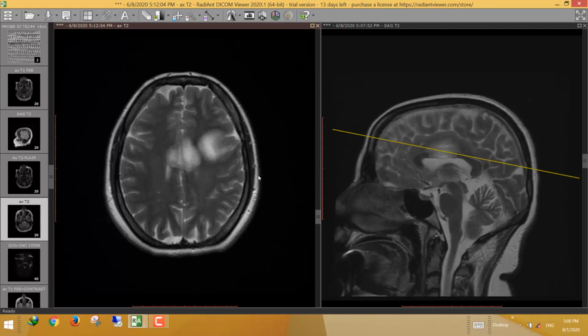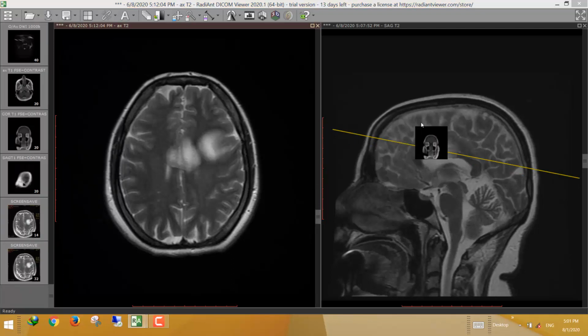Lymphoma and tumefactive MS can occur as multiple lesions like this. Both conditions are usually not associated with significant mass effect or significant vasogenic edema. So to differentiate between lymphoma and tumefactive MS in such lesions, we should look at the post-contrast images. This is the post-contrast images here.